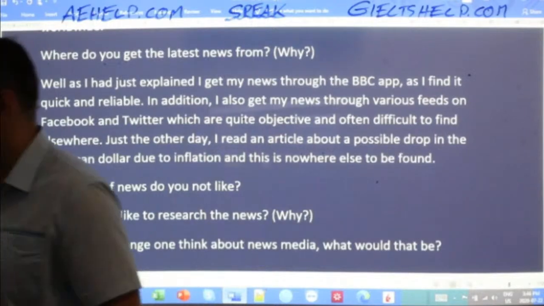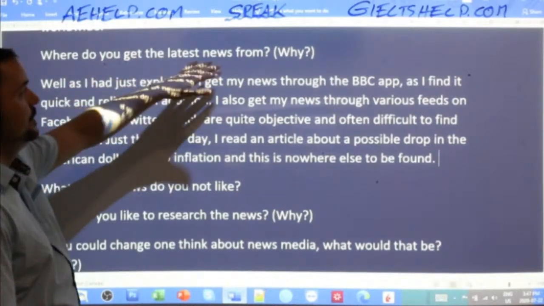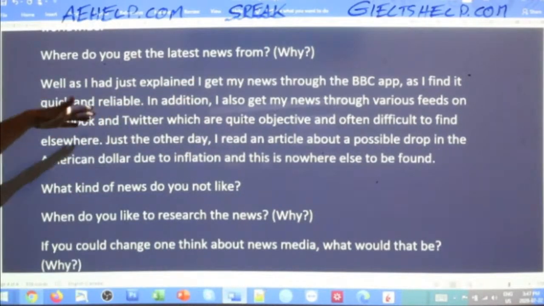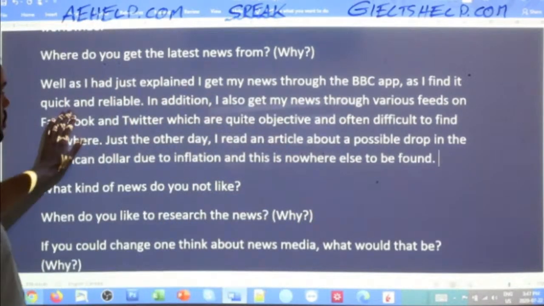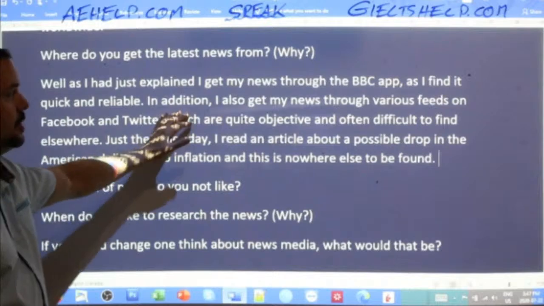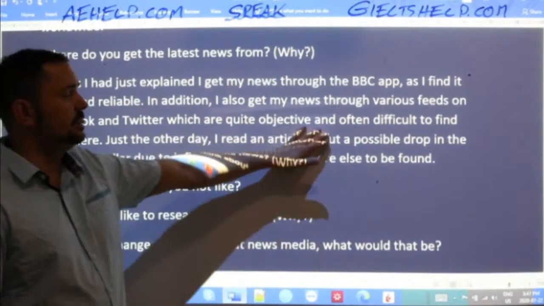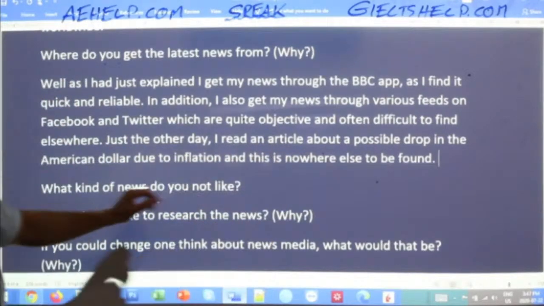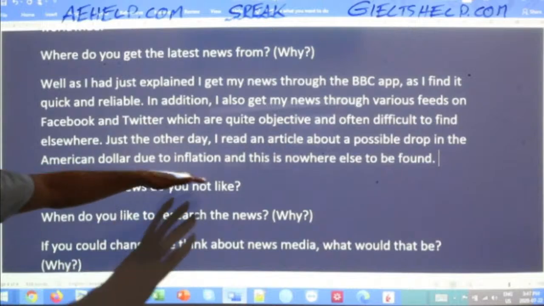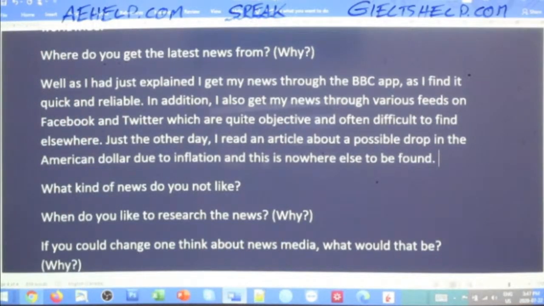All right, just making that up. But anyway, answer, explanation, example. That's the focus here. So where do you get the latest news from? Why? Well, as I had just explained, I get my news through the BBC app, as I find it quick and reliable. In addition, I also get my news through various feeds on Facebook and Twitter, which are quite objective and often difficult to find elsewhere. Just the other day, I read an article about a possible drop in the American dollar due to inflation, and this is nowhere else to be found. It's hush hush.